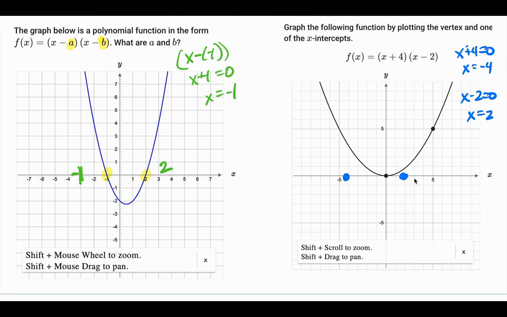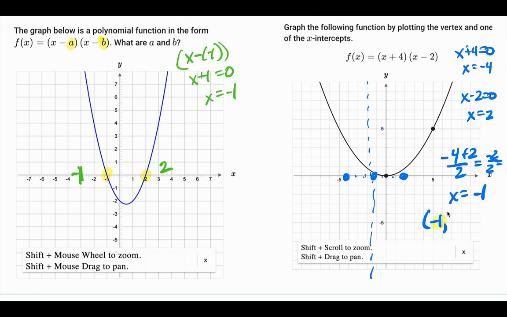So I could count, there's 1, 2, 3, 4, 5, 6 spaces. So 1, 2, 3 in would be the axis of symmetry. Or I could just add -4 plus 2 divided by 2 equals -2 divided by 2 equals -1. So x equals -1.